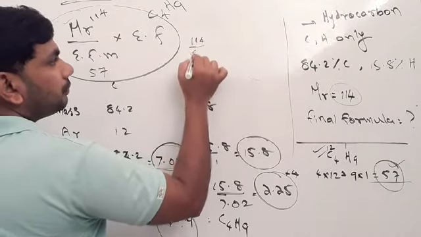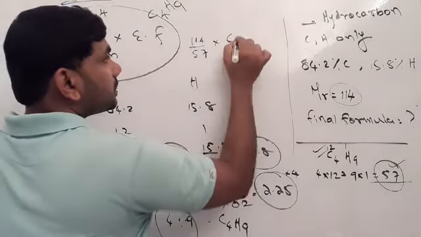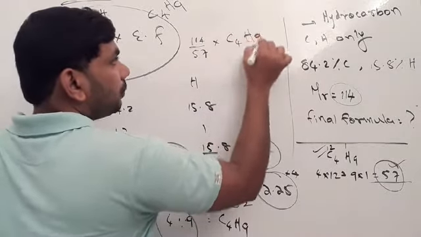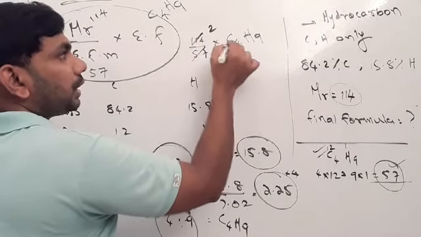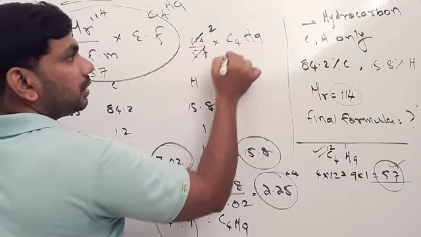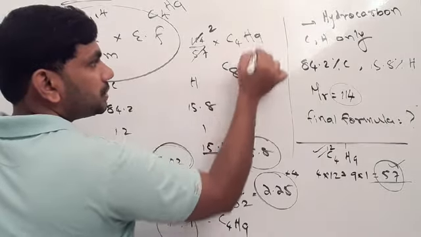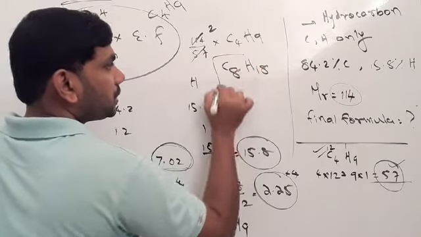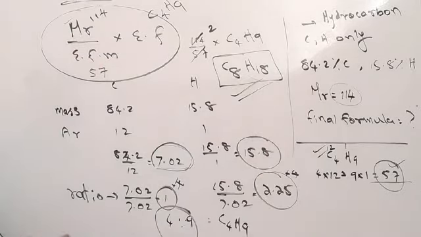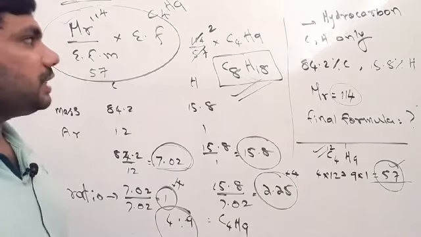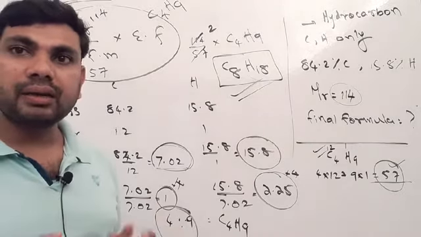Now all the information is here: 114 divided by 57 times the empirical formula, C4H9. When you divide this, your answer will be 2. So multiply this here: 2 times 4 is C8, and 2 times 9 is 18. So this is the final formula of this hydrocarbon: C8H18.